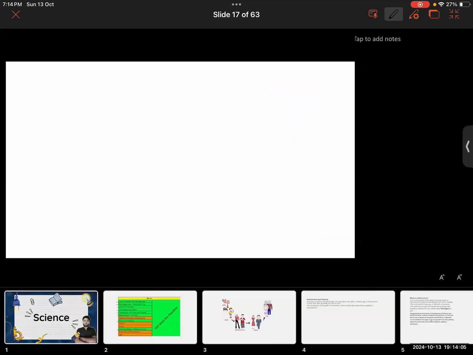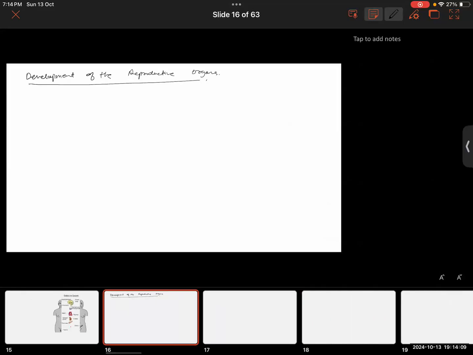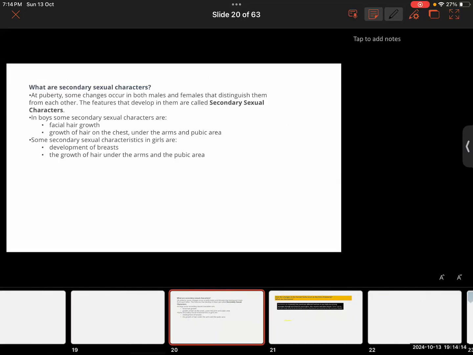Further, we learned that there will be development of the sexual organs also. There will be development of the reproductive organs. That also takes place in puberty. Further, we learned about the secondary sexual characteristics in the male and the female. What kind of secondary sexual characteristics happen? Like in the case of the boys, there will be growth of facial hair, growth of hair on the chest, in the arm, and in the pubic region.